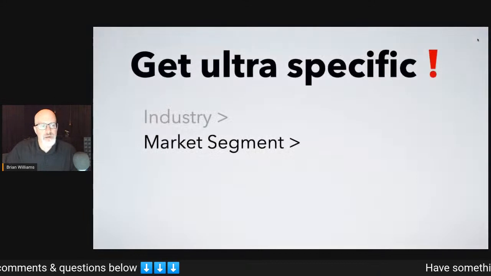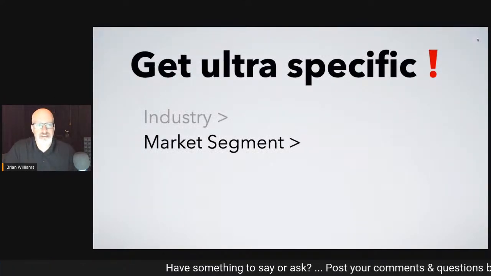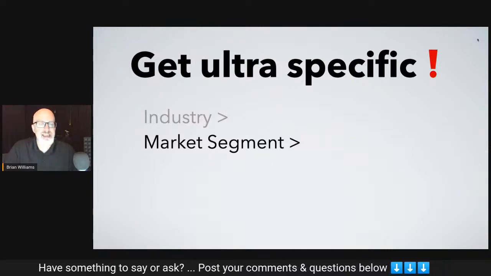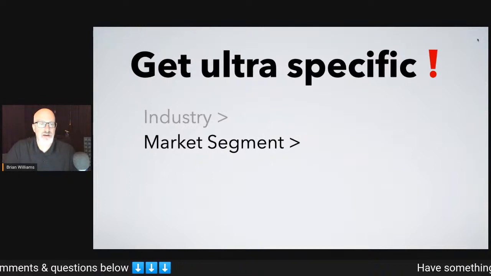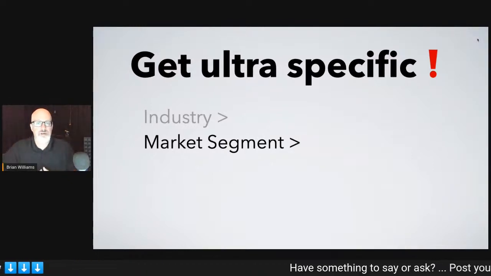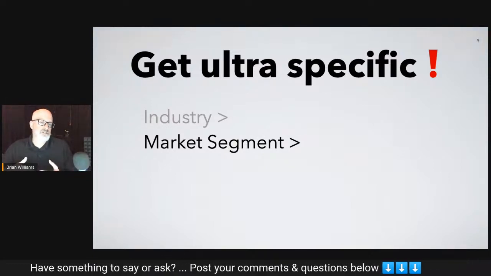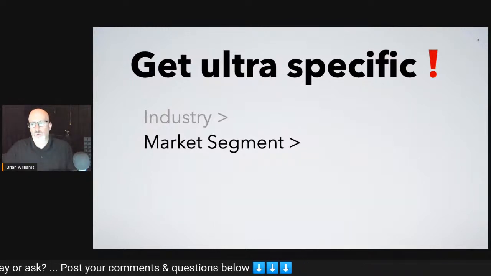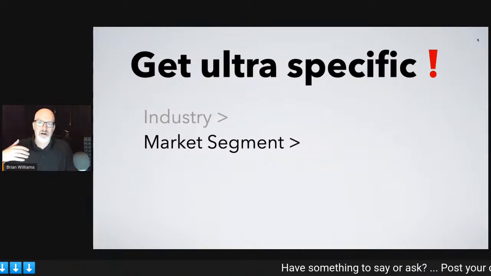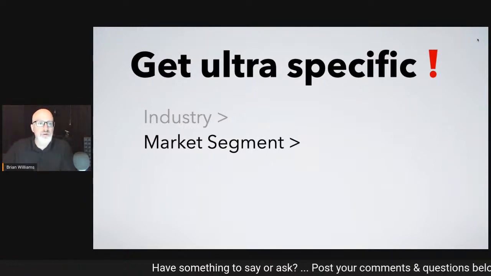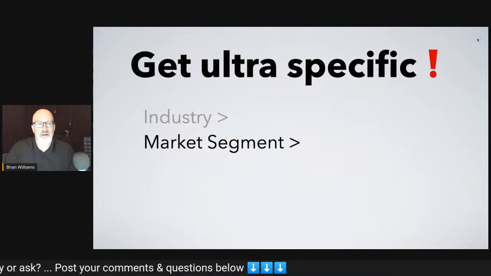Okay, next, market segment. Within whatever industry you chose, pick a market segment. Now, there could be tens of thousands of market segments and subsegments within whatever industry it is that you chose. So for example, if you chose automotive, you could select a market segment of parts, or you could select a segment of new car dealers, or you could select a segment of electronic components for automotives.